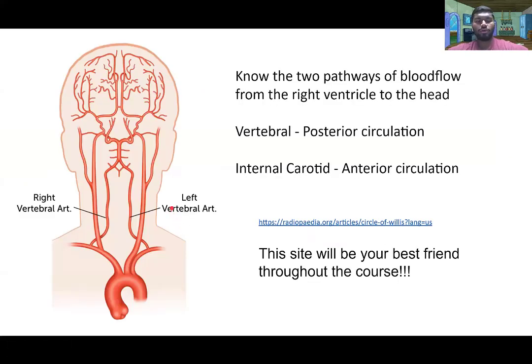Cool. So before we get to the brain, the cerebrovasculature, we need to go over the origin of blood flow, right? All blood flow originates in the heart. So we need to start from there and then we'll work our way up.